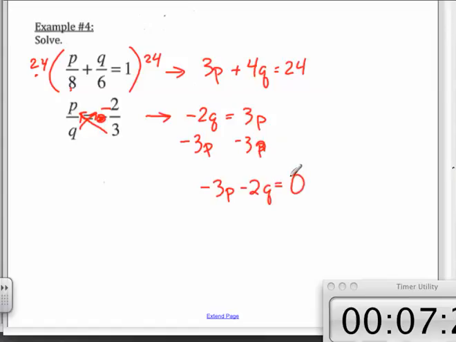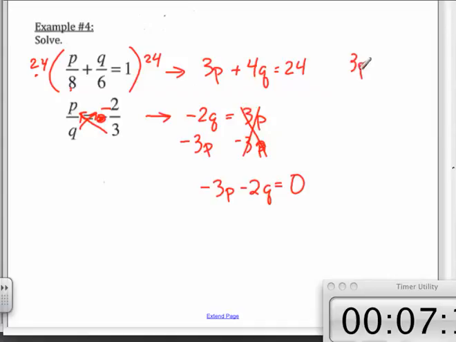Does that make sense? Wait, isn't it positive? Because these just cancel out. Wait. 3p minus 3p. Does that make sense, Eric? Yeah. Okay.